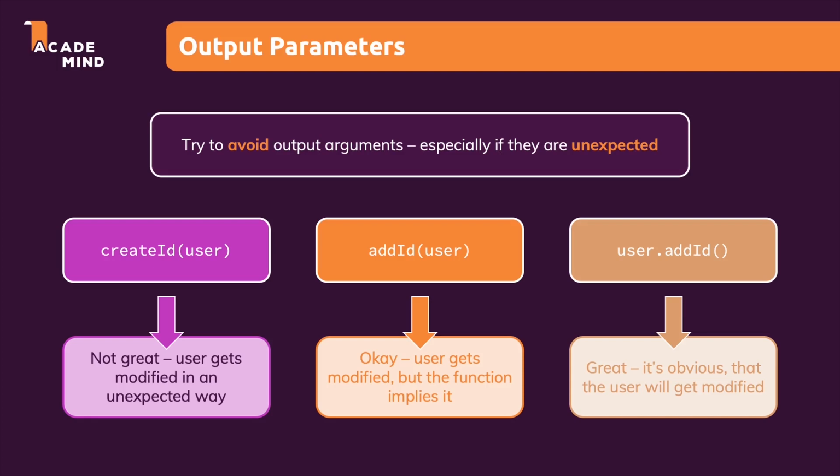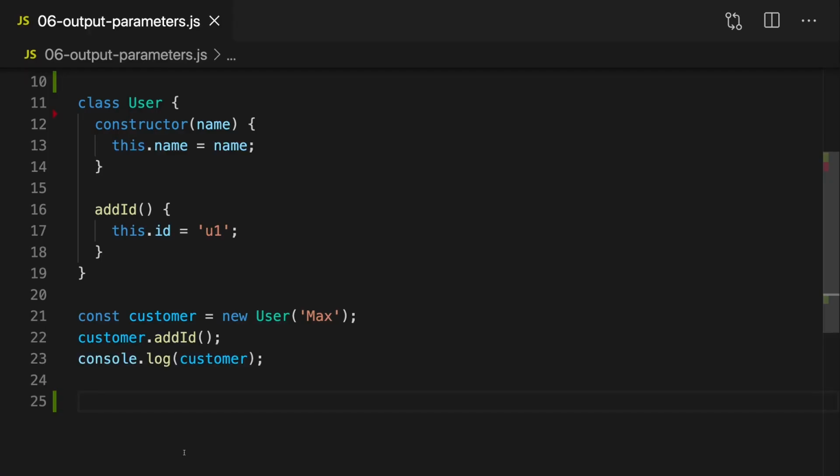After all, here we don't even have a parameter, so we definitely also don't have an output parameter here, because there is no parameter at all. So this function is totally understandable and doesn't do any strange things. Here's a full pseudo example in code. We have the user class with the addID method, and here we don't have any unexpected behavior. Instead, here it's pretty clear what this method does to the customer object here.